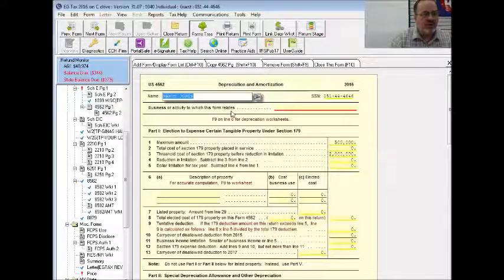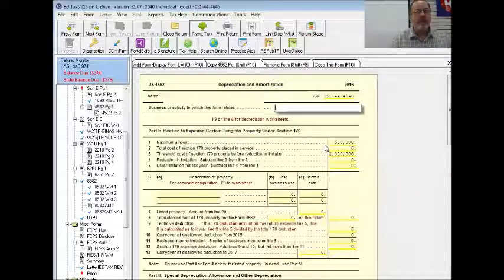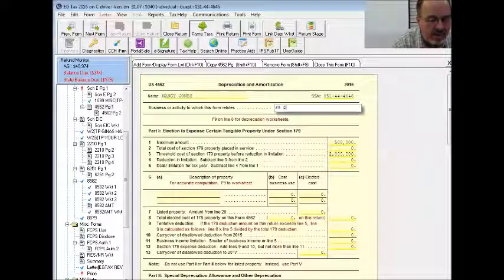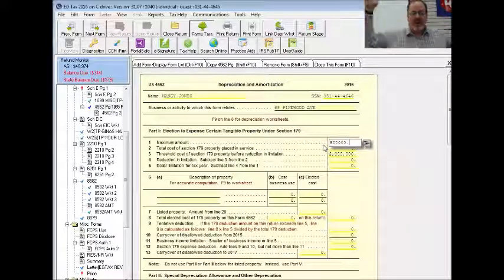Business or activity to which this form relates. We can say rental, but I wouldn't say property A, because what if we have more than one Schedule E? I would put the address, 65 Pinewood, and put that up there. That way, that header is for that rental property, and it just makes sure that that's cleared.